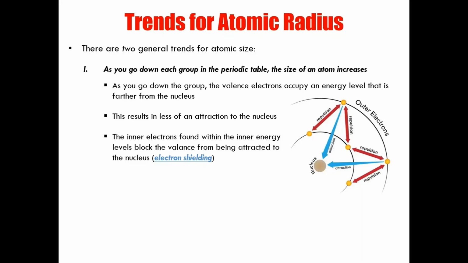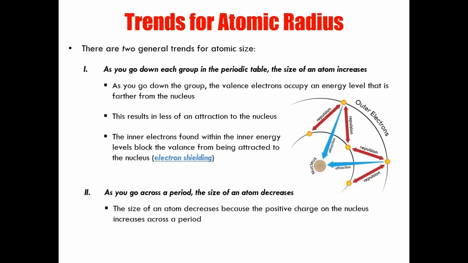So, as you go down a group, you're increasing the number of inner shells there are between the nucleus and the valence electrons. This thereby causes the atom to grow in size due to an increased sense by the outermost electrons of repulsion and a decreased sense of attraction to the nucleus.